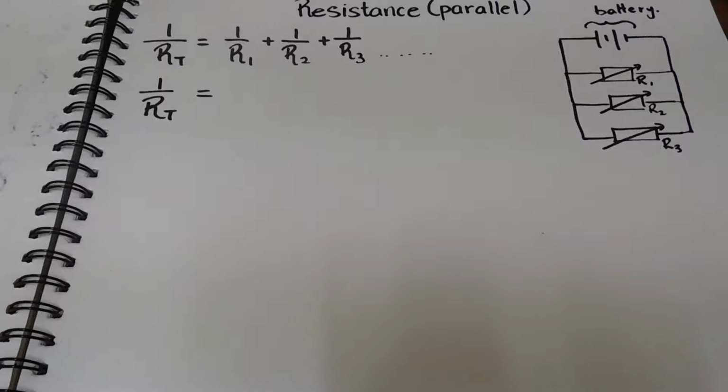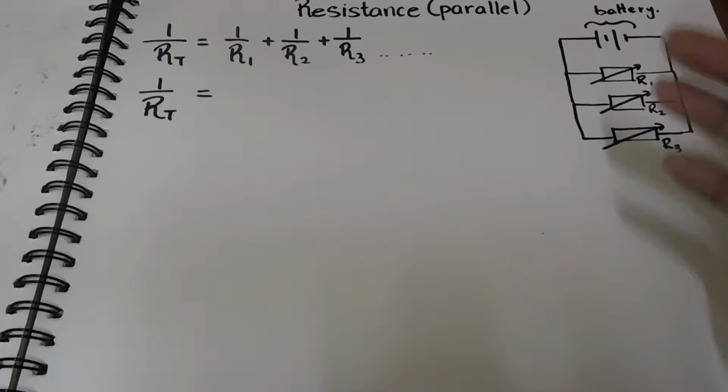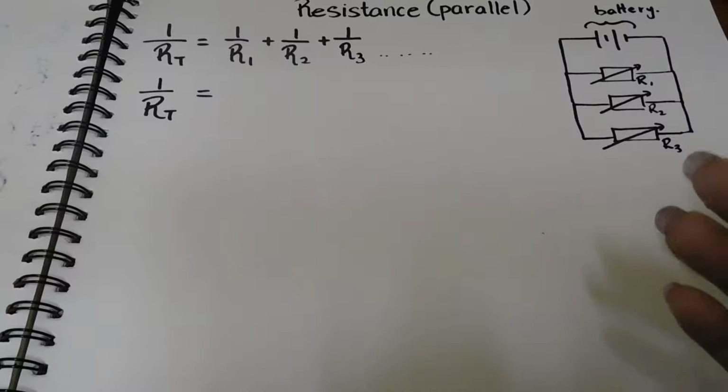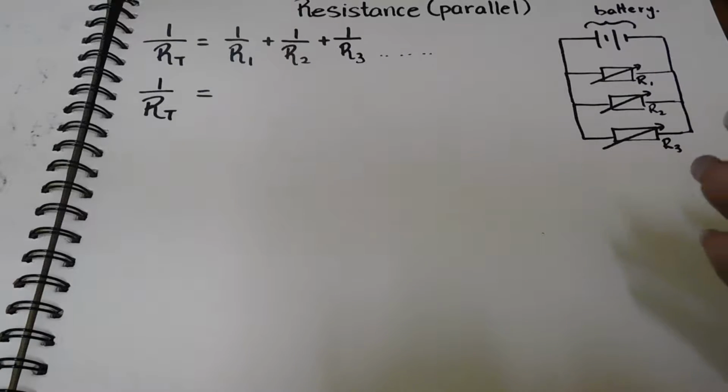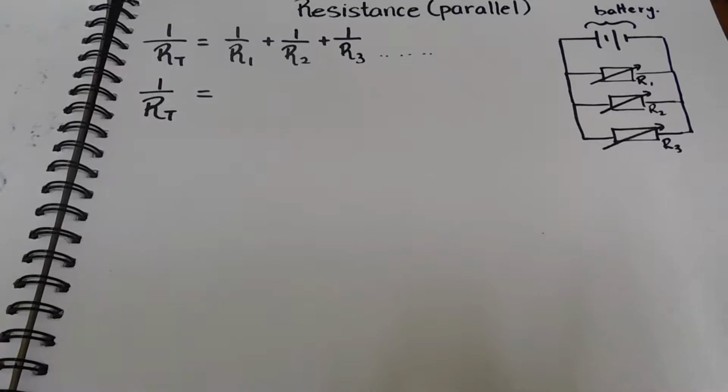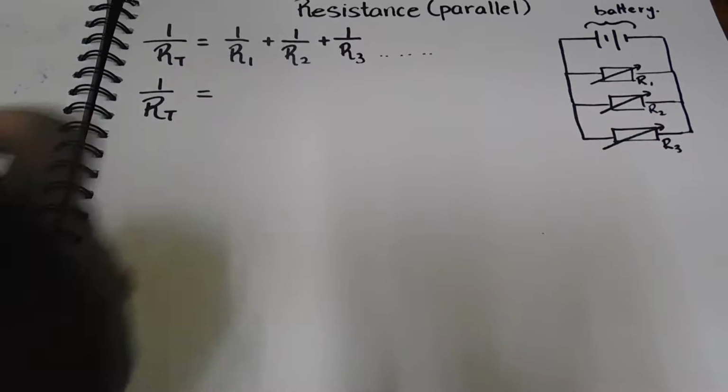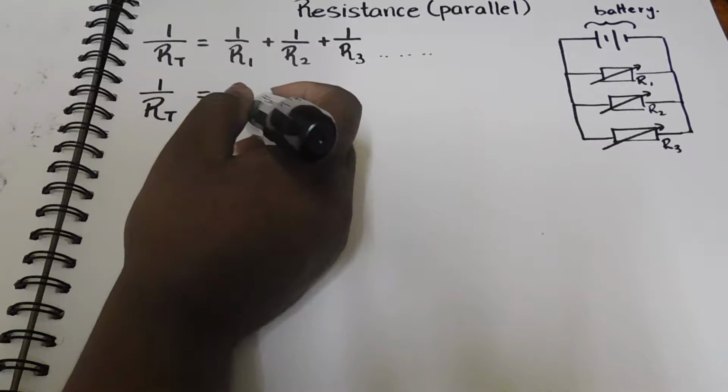Alright, so here we have resistance in parallel. This is a stepwise setup of resistors, right? So if you wanted to solve for RT, you would have to find the same denominator, which would be to multiply all of them by each other.